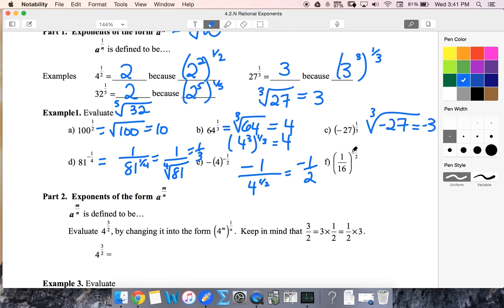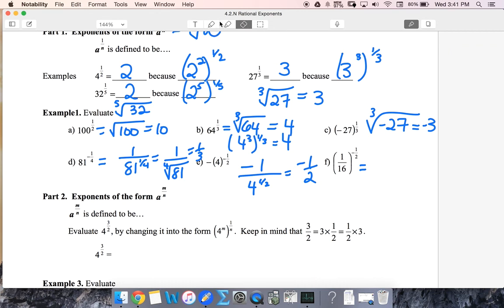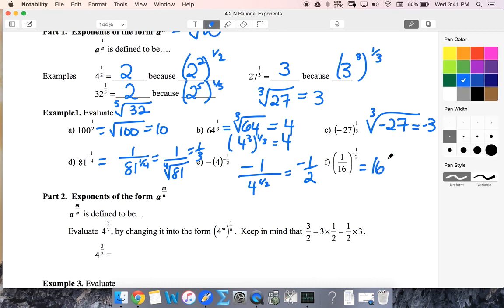I've got the square root of 16 because this negative is going to bring it up top. So 16 to the 1/2, let's write it this way, 16 to the 1/2, that's the square root of 16, which is 4. So there's the first part of rational exponents.